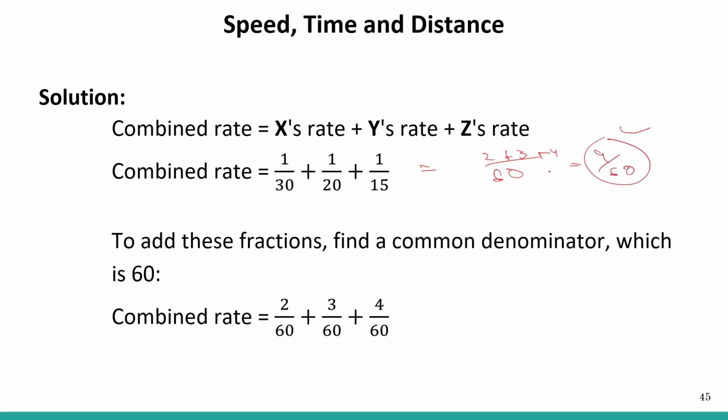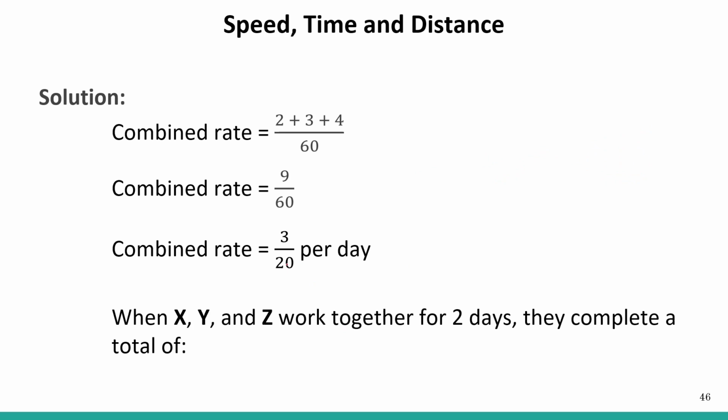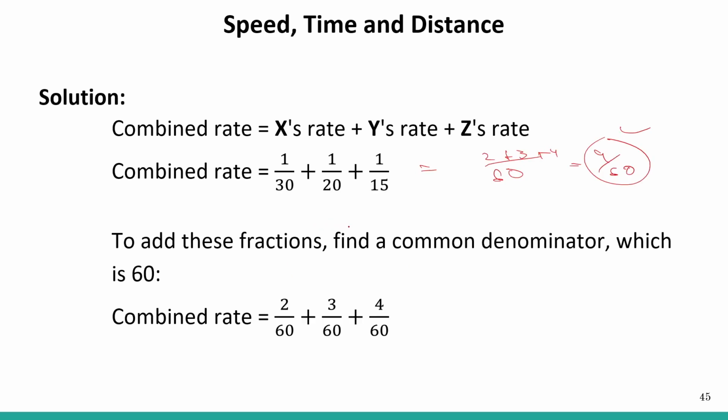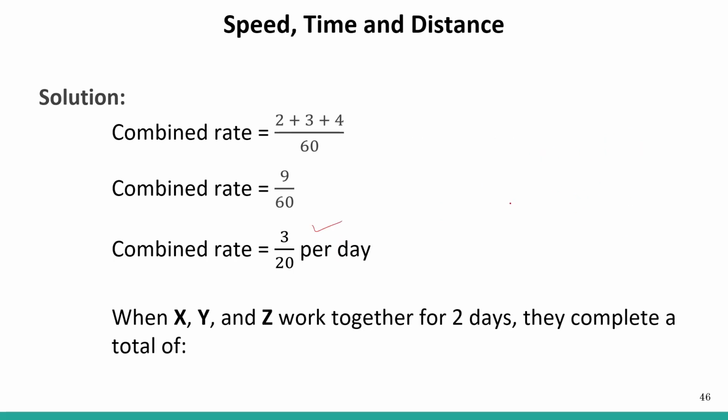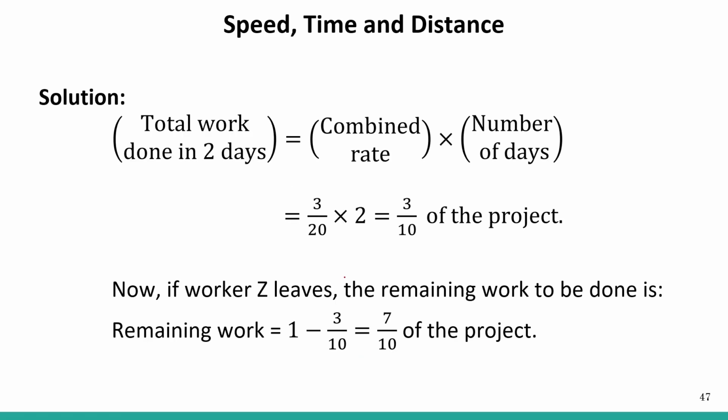So this will be the value, right? So combined rate is equal to what? So to add these fractions, find a common denominator. So solving it, what we are left with is combined rate is 3 by 20, by dividing by 3 on both the numerator and denominator. So X, Y, Z work together for 2 days and they complete a total of what? 3 by 10 of the project.